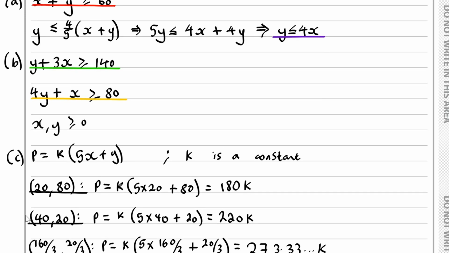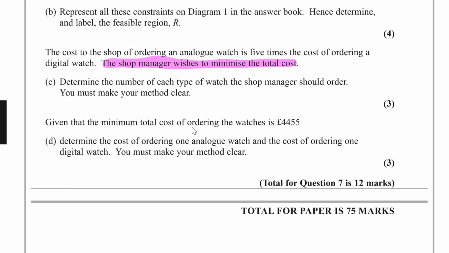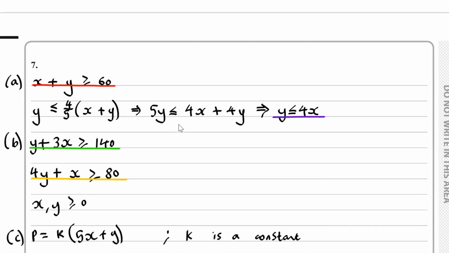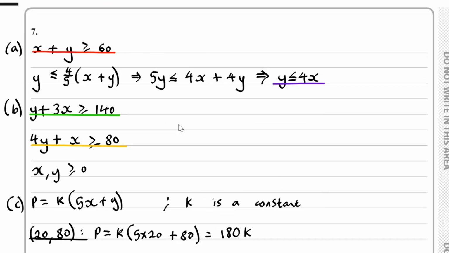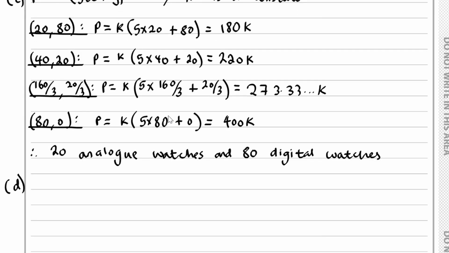And now for part D. Given that the minimum total cost of ordering the watches is 4455, we have to determine the cost of ordering one analog watch and the cost of ordering one digital watch. Well, we know that we need 20 analog and 80 digital, and we know that the minimum is 4455. So that's one equation we can use: 20A plus 80D equals 4455. And the other equation, we know that the cost of an analog is 5 times that of a digital.